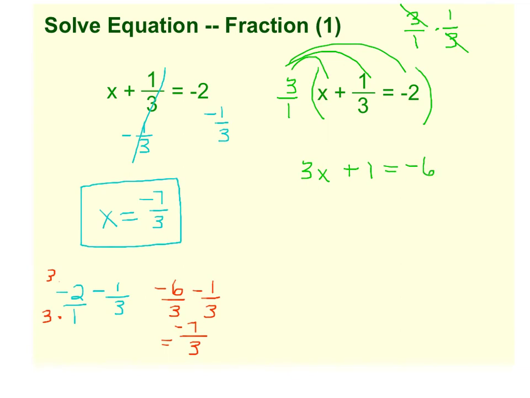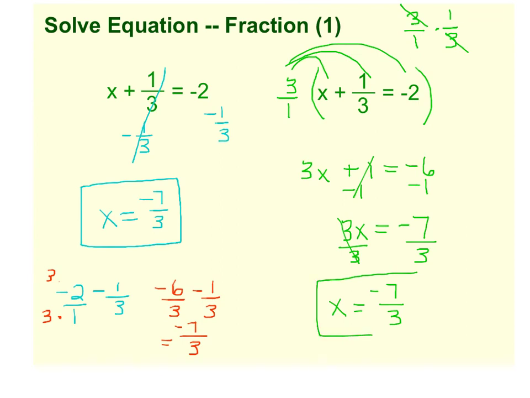Undo any addition or subtraction first. So we subtract 1. 3x equals -7. And then to undo the multiplying by 3, we will divide by 3. And x equals, there's that -7/3 that we got the other way.